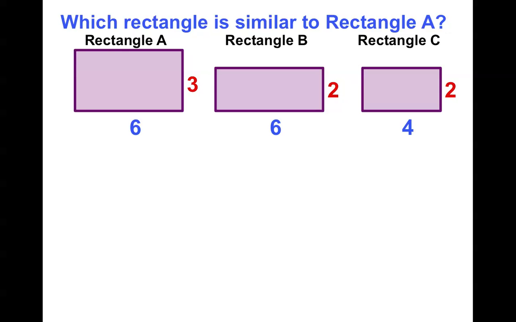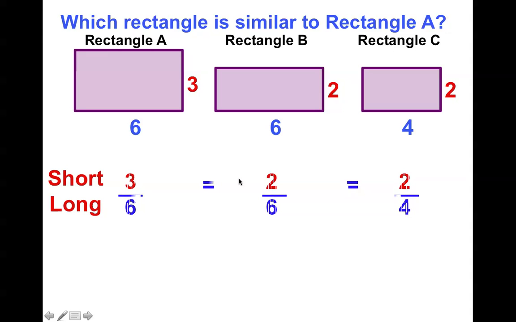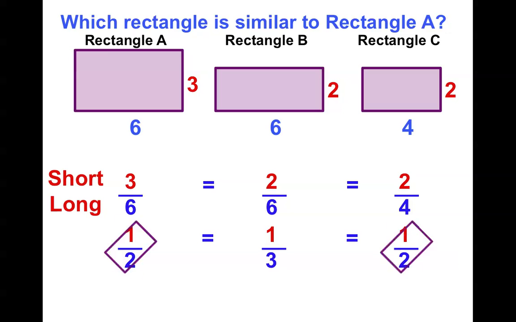So, which rectangle is similar to rectangle A? By definition, a rectangle has four 90-degree angles, so they all have the same angles. Let's check it out. Notice how I use my short side and my long side? I put my 3 for my short side and my 6 for my long side, my 2 for my short side, my 6 for my long side, and you get the idea. What happens when I simplify them? Now can you tell which one is similar? You're right, it's these two. This isn't a bad rectangle, it's just not similar because it does not have the same proportion.